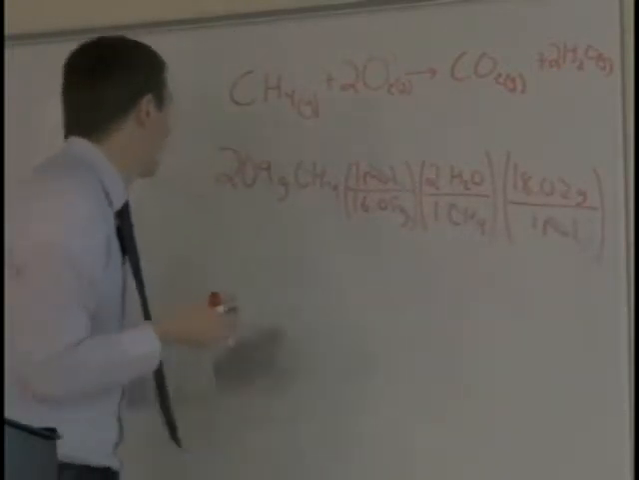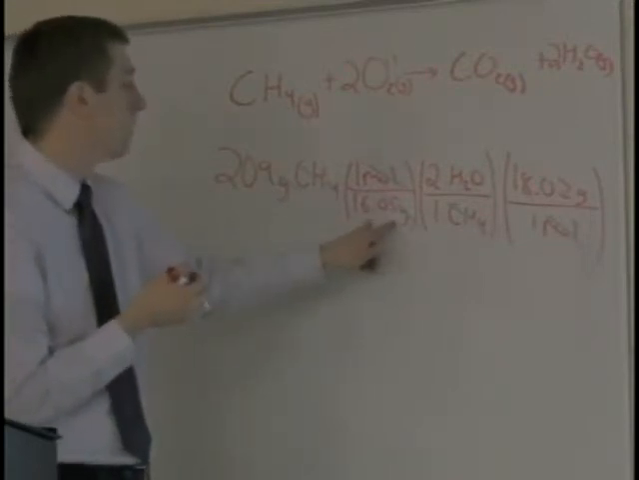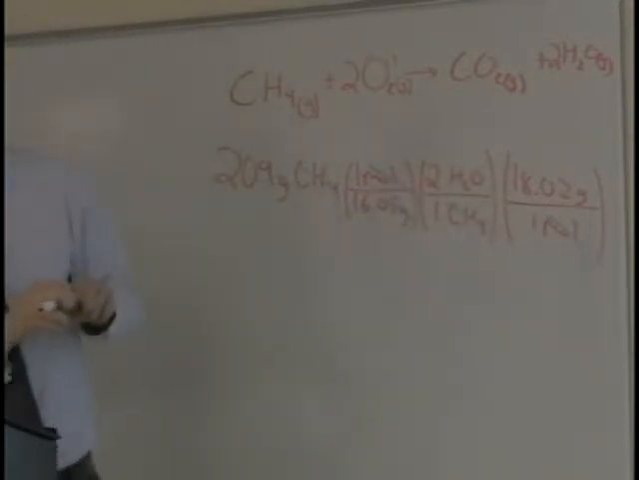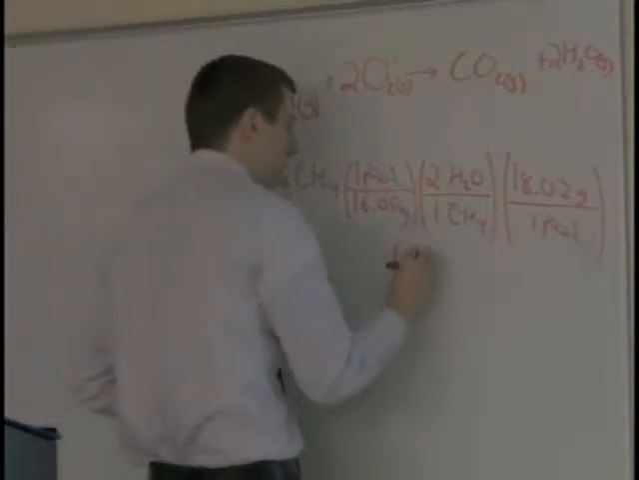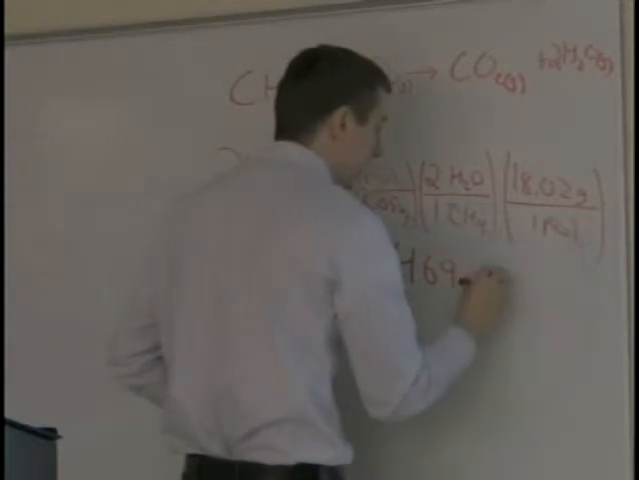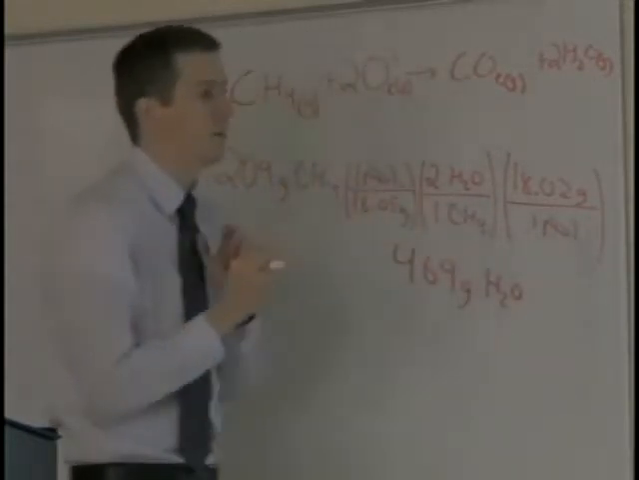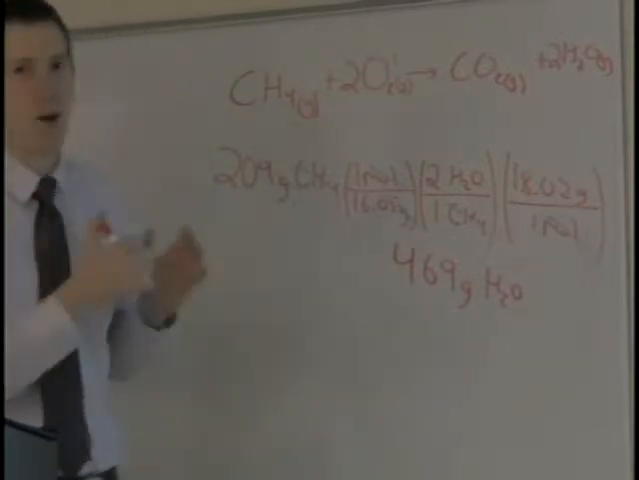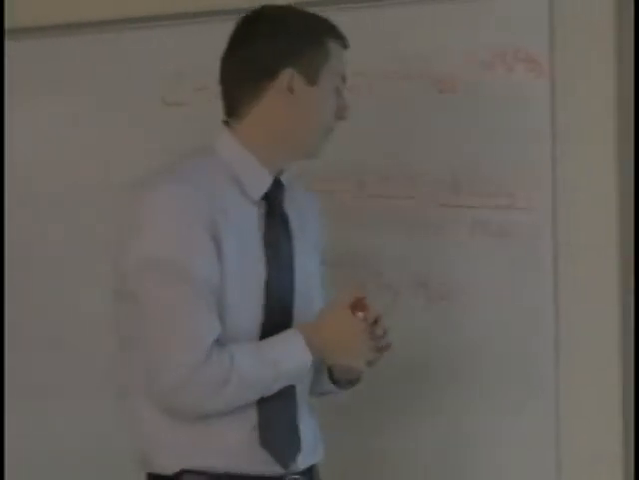Type in your calculator, 209 divided by 16.05, multiply it by 2, multiply it by 18.02, 3 sig digs in the final answer. I get 469 grams of H2O. And again, sorry that it says methanol in this problem, but we were going to want to do methane instead, a more common molecule for us.